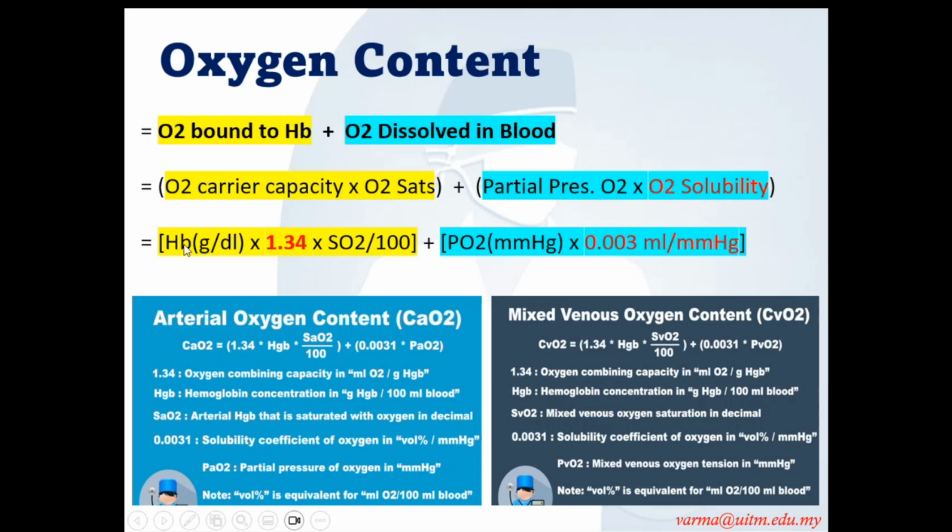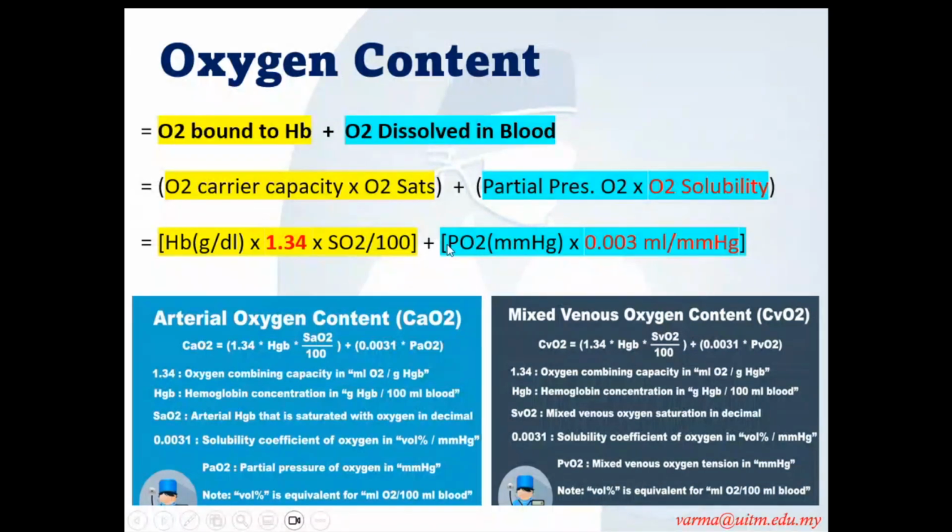In this equation, you have to remember a few units and how we write them. For hemoglobin, you have to use grams per deciliter. And for oxygen saturation, you have to use a decimal. This means if your oxygen saturation is 99%, you divide it by 100. We're not going to put it in percentage, we're going to put it in decimal. Plus, for the oxygen that is dissolved in blood, you have to find the partial pressure of oxygen by doing a blood gas, either arterial or venous.